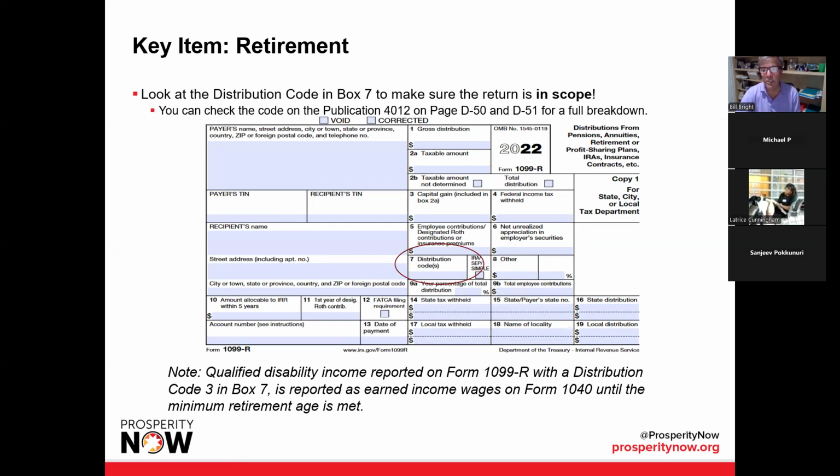There's a 1, which means that someone took out that distribution and they were under 59 and a half years old, which means not only is it subject to regular income tax, but it's also subject to a 10% penalty. Now, there could be some ways of getting out of that, but in general, it's not. Unfortunately, we see that quite a bit.